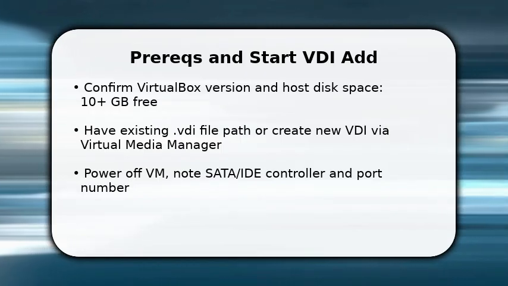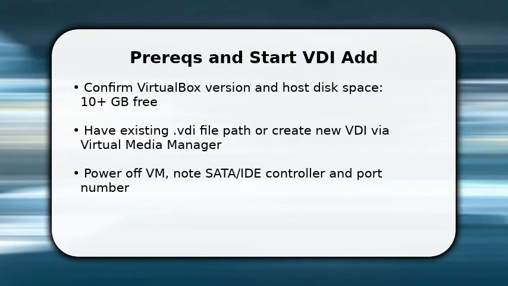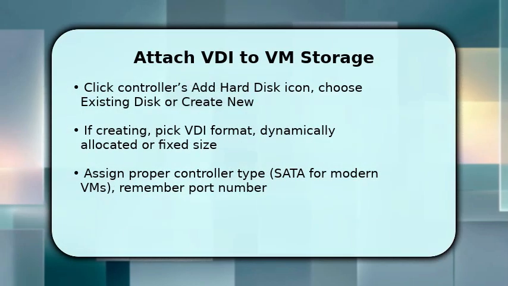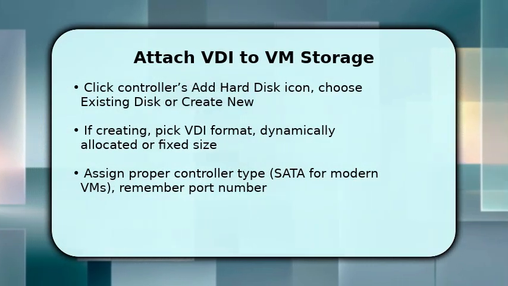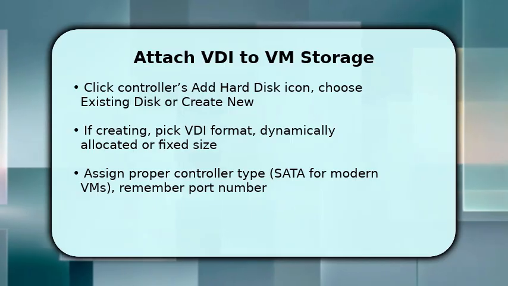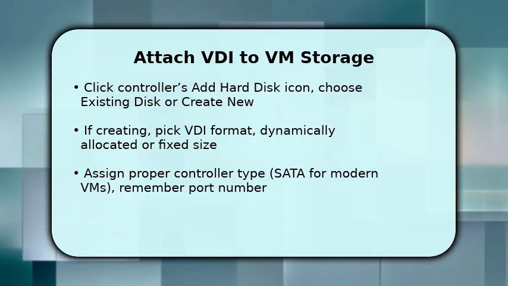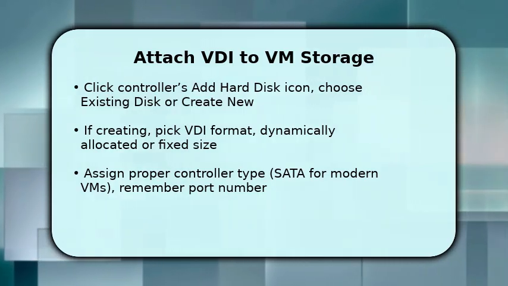If you already have a VDI file, note its location. If not, you can create a new virtual disk with the Virtual Media Manager. This sets you up to attach the disk. Now you attach the VDI. Click the controller's Add Hard Disk button and choose Existing Disk to browse to your VDI. Once selected, confirm the port and controller.